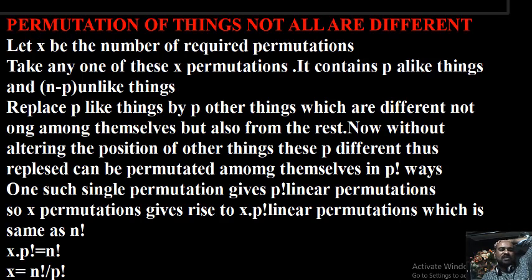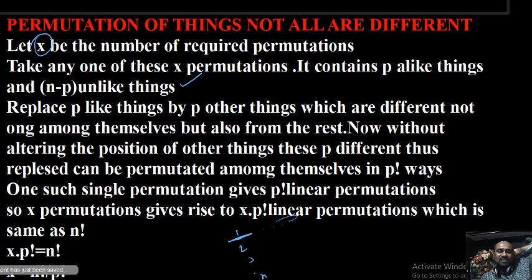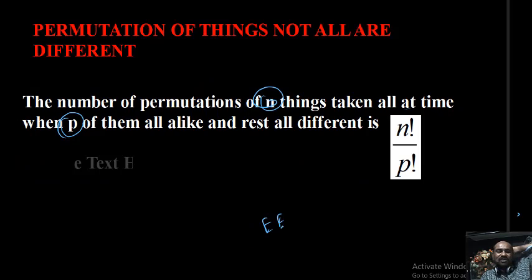What is my assumption? There exist x such permutations. Take any one of these x permutations. It contains p alike things and n minus p unlike things. Replace the p like things by p other things which are different, not only among themselves but also from the rest. So what happened in the previous example? Instead of e, I replaced it by e1 and e2. E1, e2 are different, and those are different from the other letters also. Those two should be different from v, n and a also.